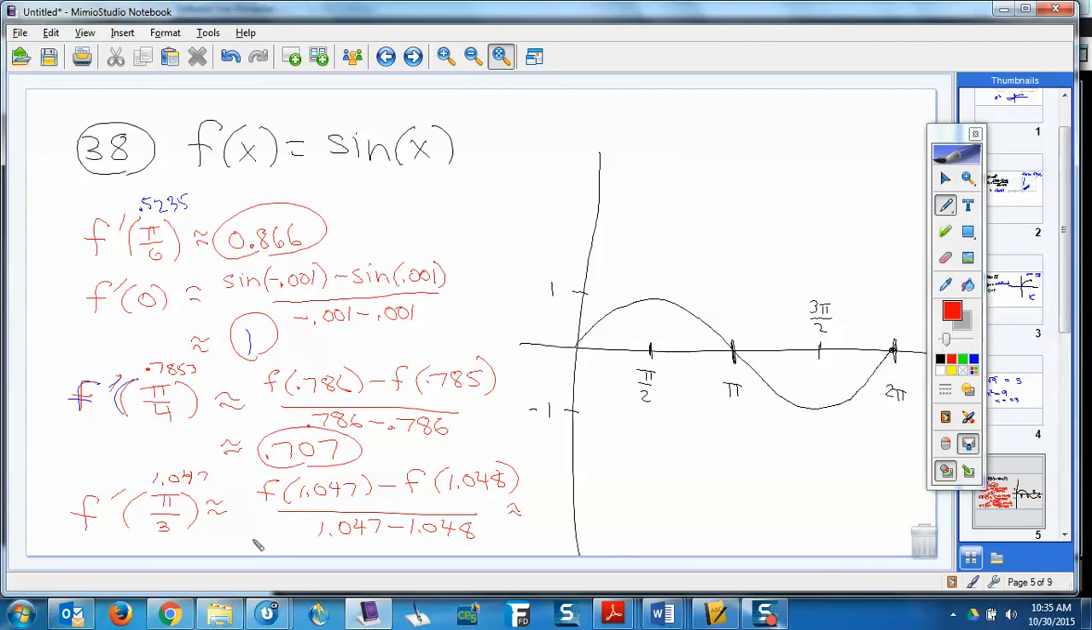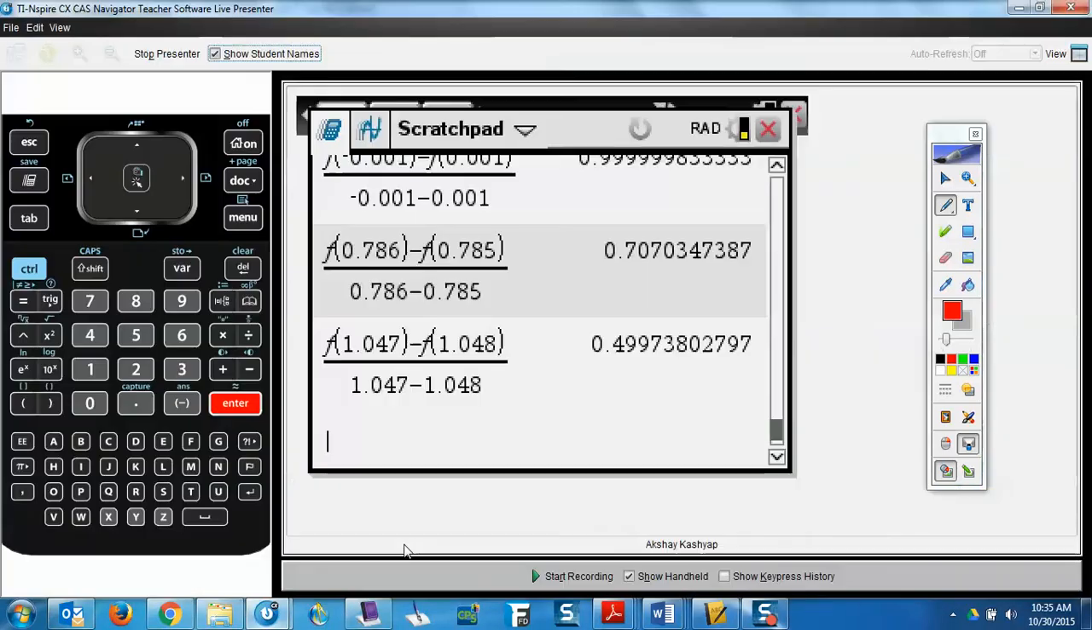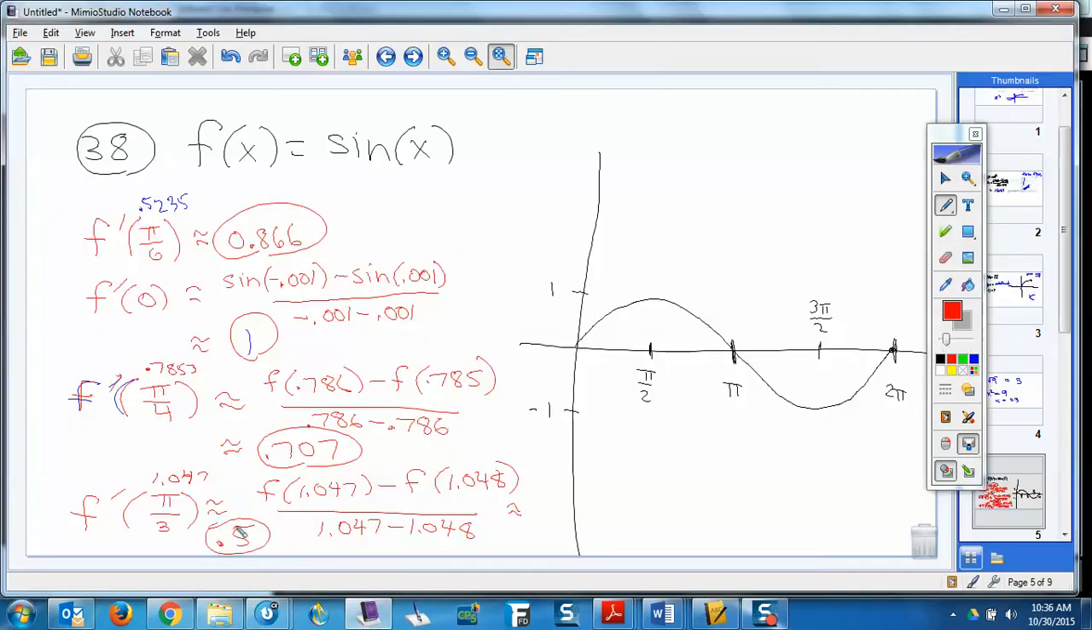What are we getting on that one? 0.5. Okay, I don't believe you. We better show it. Oh, yeah, he's right. All right, 0.5. So we got that, and then there's another one. Pi halves. Let's do that one. And pi halves is what? That's 1.57.